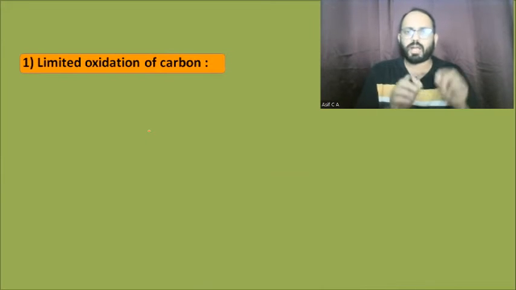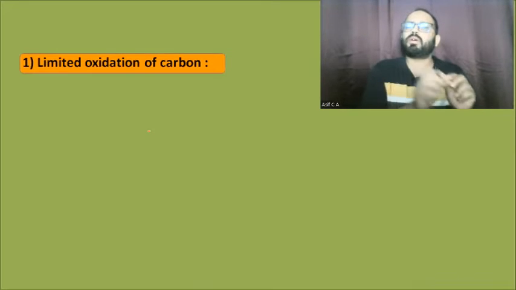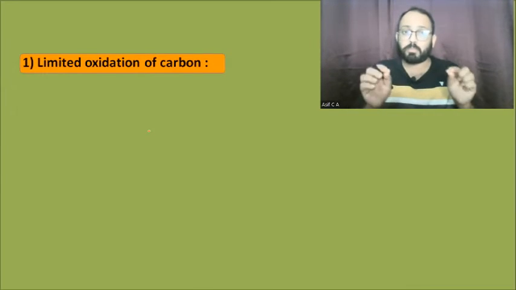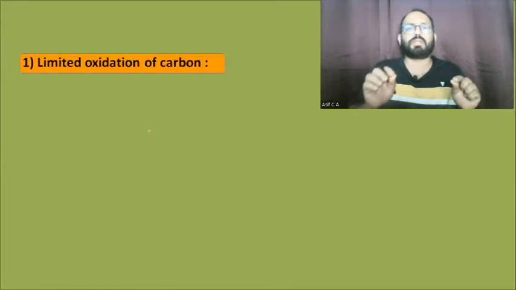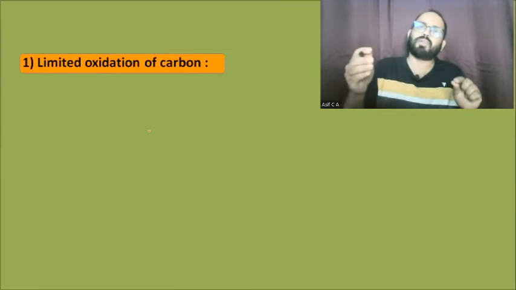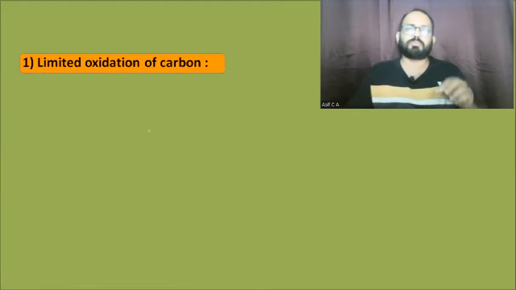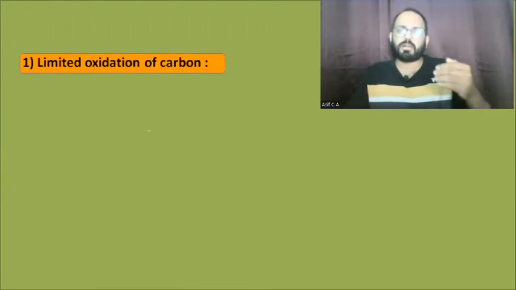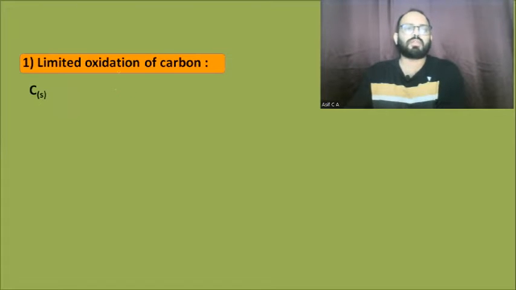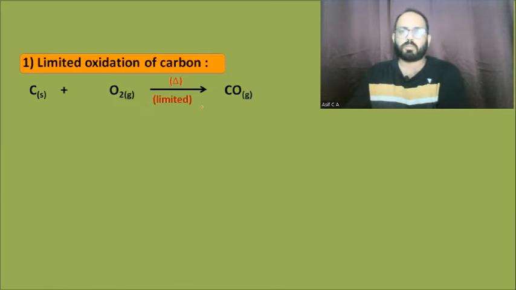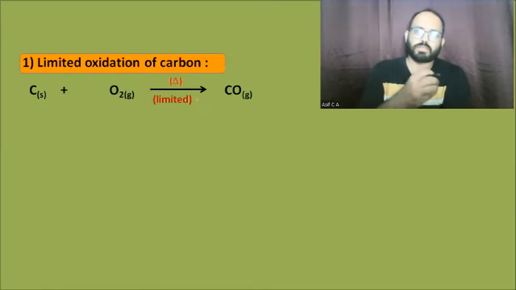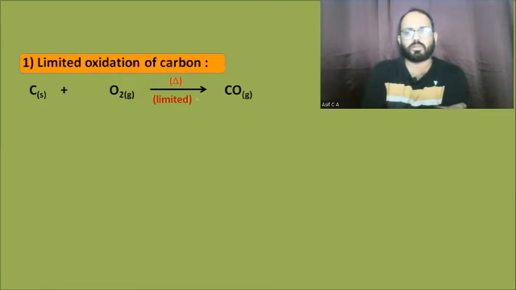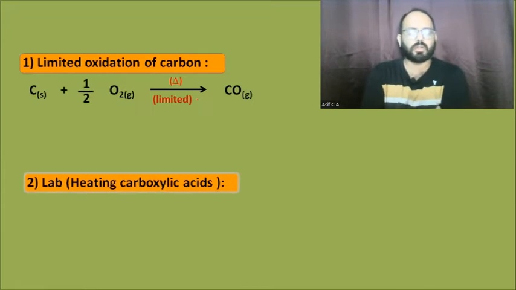நான் என்ன பண்ண போறேன்னா கார்பனை நான் ஹீட் பண்ண போறேன். I am going to burn the carbon, but complete combustion நடக்காது. I'm not allowing complete combustion. I am just making it burn partially. So carbon வந்து limited oxidation நடக்கும்போது you are going to get carbon monoxide. Limited supply of oxygenல நீ கார்பனை burn பண்ற, you are getting carbon monoxide. That's it. So this is one of the methods of preparation.